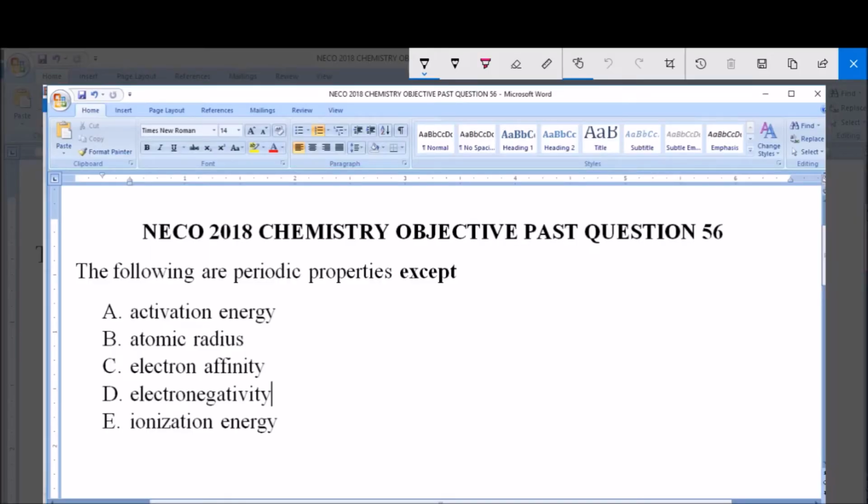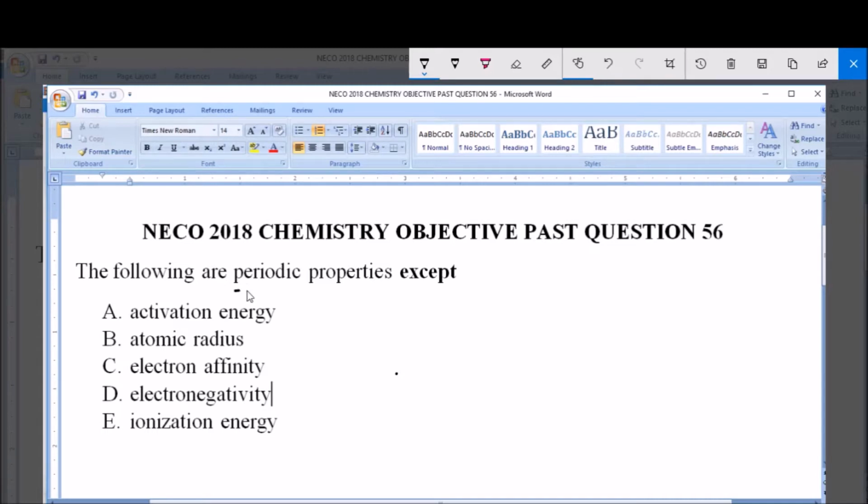I will be answering NECO 2018 Chemistry Objective Past Question 56. The following are periodic properties except: A. Activation energy, B. Atomic radius, C. Electron affinity, D. Electronegativity, and E. Ionization energy. So we are asked to pick an option which is not a periodic property.